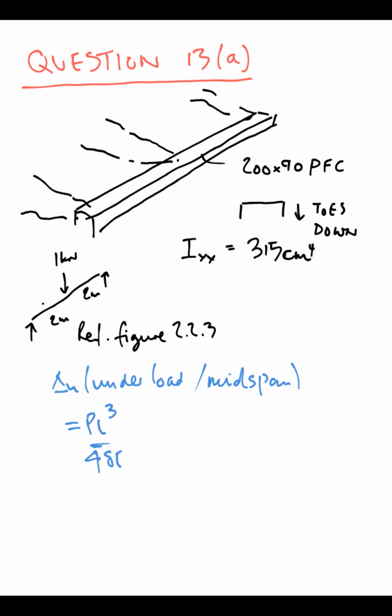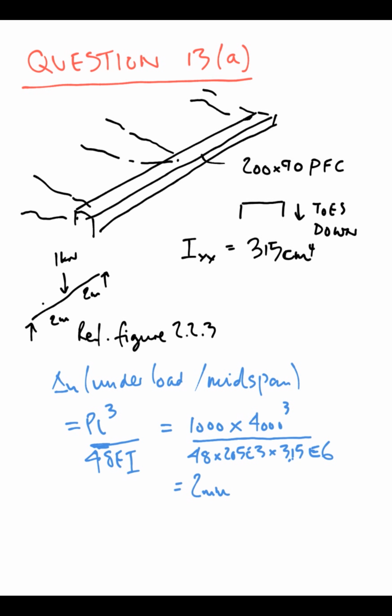The deflection under load at the mid span is PL cubed divided by 48 EI. Putting in the figures with consistent units, again I use newtons and millimeters. This gives us a deflection of 2 millimeters in the center of the edge beam.